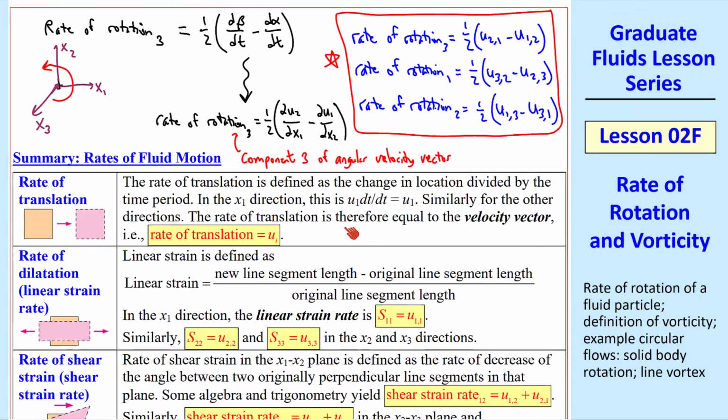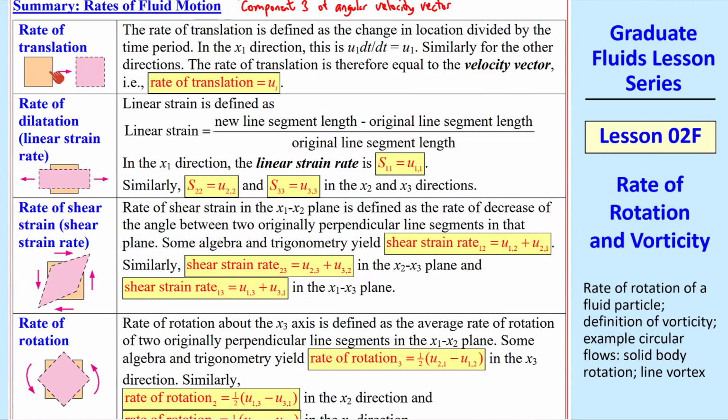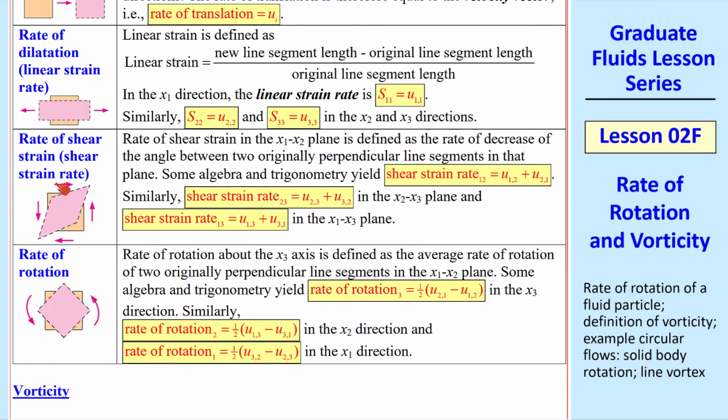Let's summarize all 4 of the rates of fluid motion. Rate of translation ends up being simply ui, the velocity vector. The rate of dilatation, or the linear strain rate, has these 3 components, which turn out to be u1,1, u2,2, and u3,3. The rate of shear strain, or shear strain rate, has 6 components and are summarized here. And remember, last time we combined these two into one strain rate tensor, but we had to multiply a factor of half on these shear strain rates, the off-diagonal terms, to get our strain rate tensor.